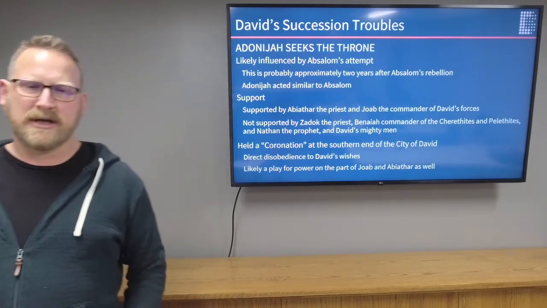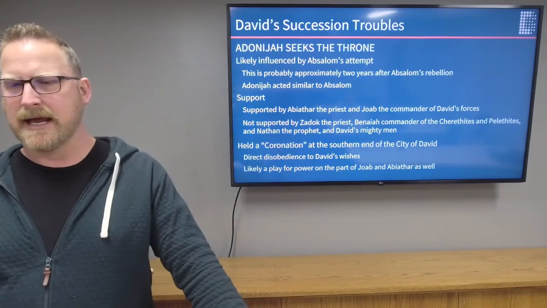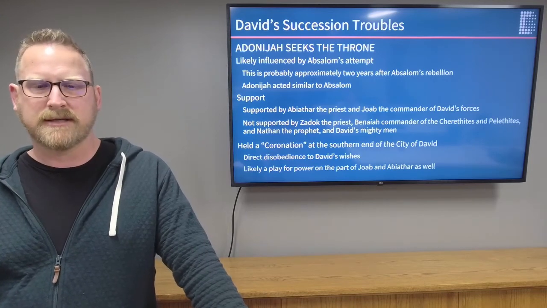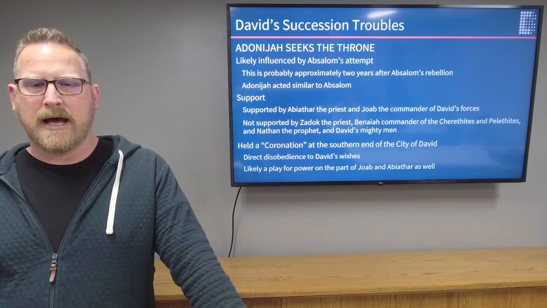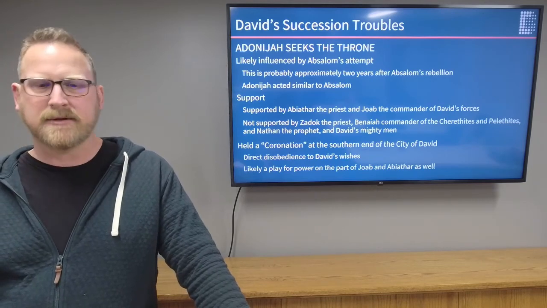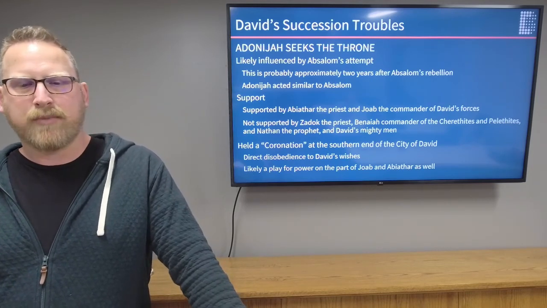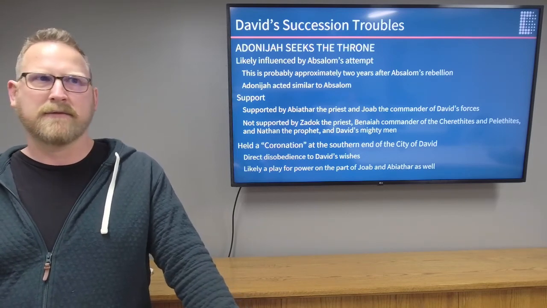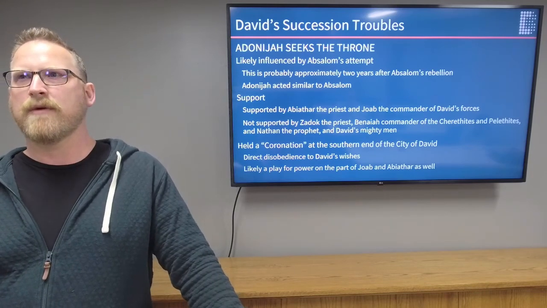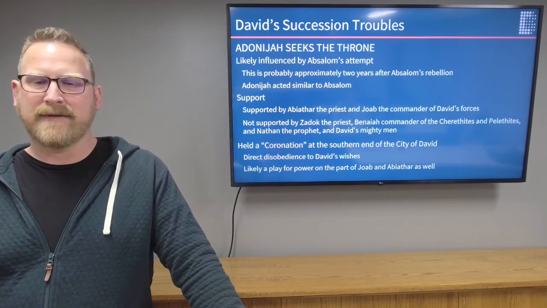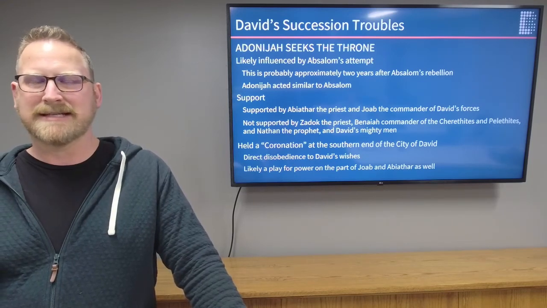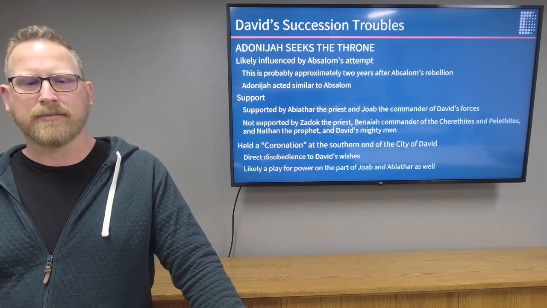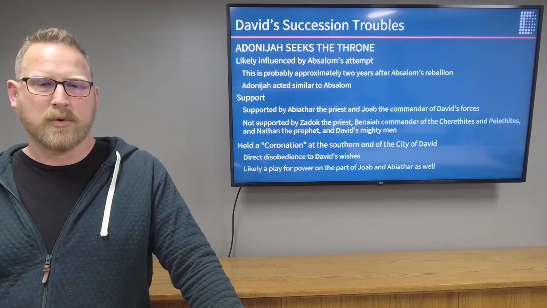So then Adonijah, one of the next sons in line, seeks to take the throne, probably about 2 years after Absalom. He does similar actions to Absalom, trying to curry everybody's favor. He's supported by Abiathar, the priest, and Joab, the commander of David's forces. These are two very powerful people who have fallen out of favor. Joab, having killed Absalom against David's orders, is now big time in the doghouse, and Abiathar is realizing Zadok is becoming the more prominent priest, so that probably explains their support.